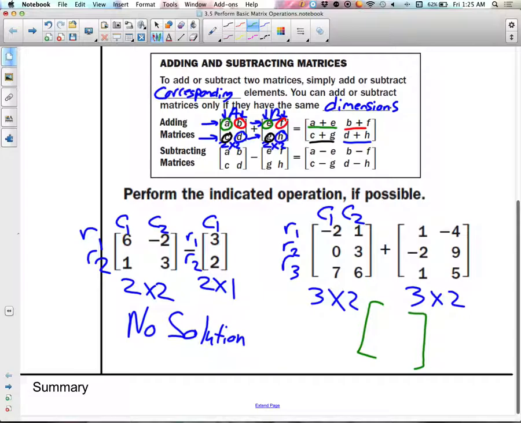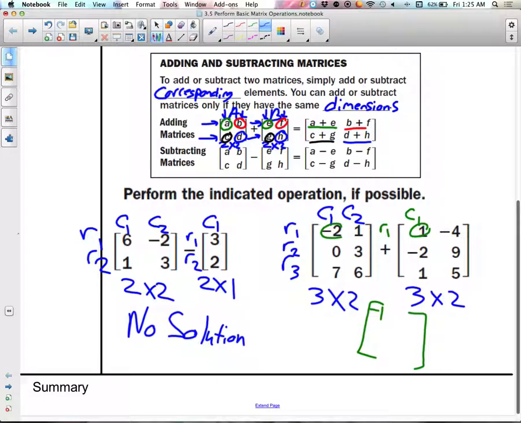This negative 2 is in row 1, column 1. Just take note of its position. And we're going to add the element that's in row 1, column 1. So that would be the 1. So what's negative 2 plus 1? That gives you negative 1.